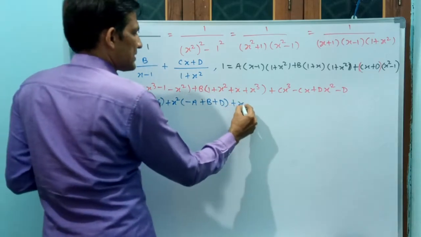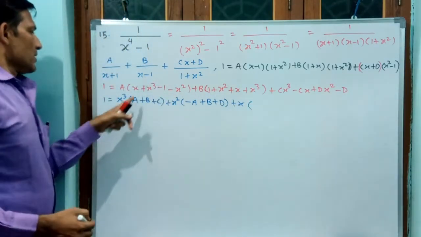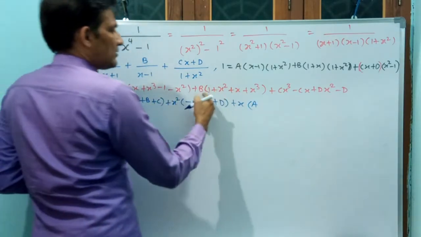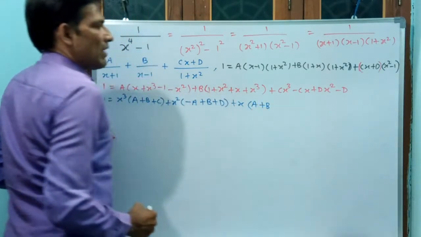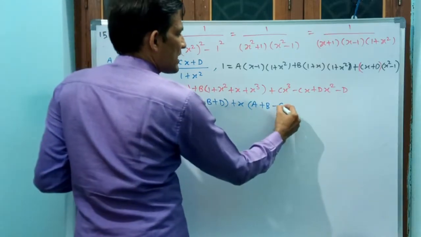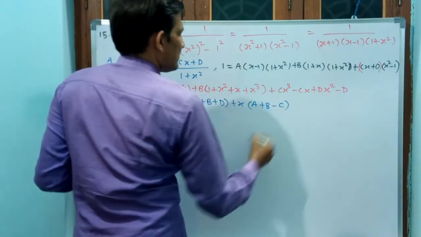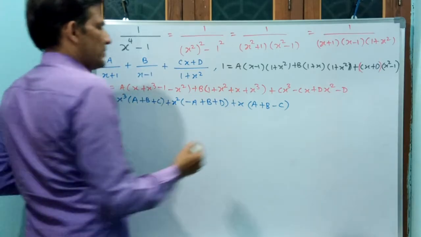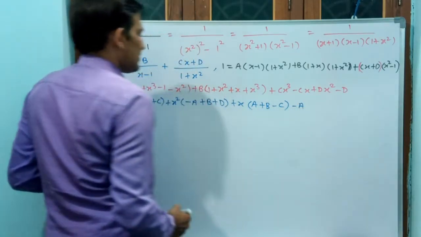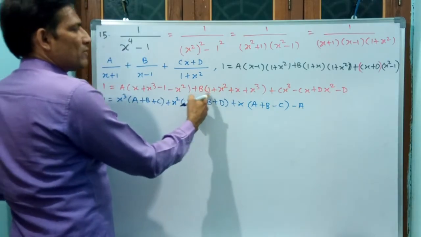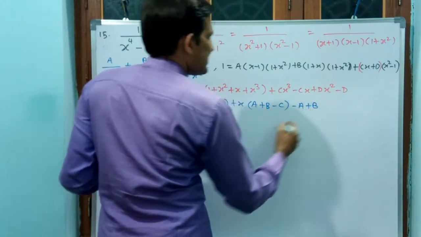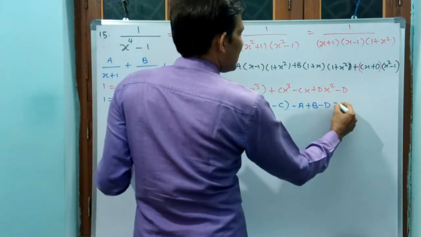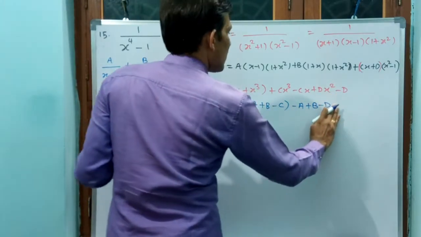Then you take x plus x. See, a is having a. What about b? B is also having plus b. What about c? C is also having, but minus c. What about d? D doesn't have x. Then go for constants. Minus a plus b, b into 1 means plus b. C doesn't have a constant but d is having minus d, is equal to 1. Already equal to 1 we have written here.